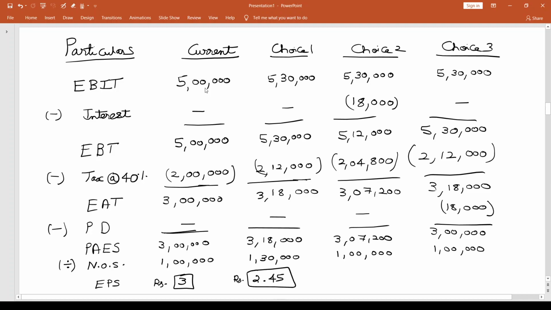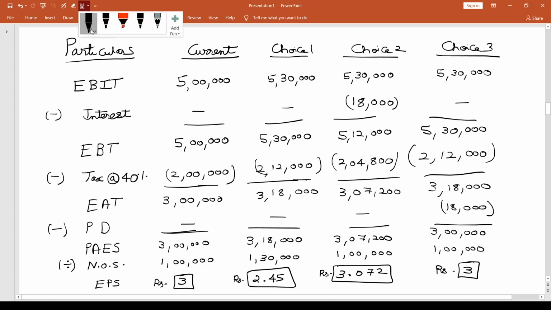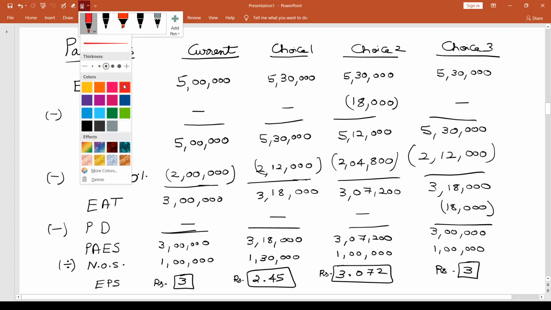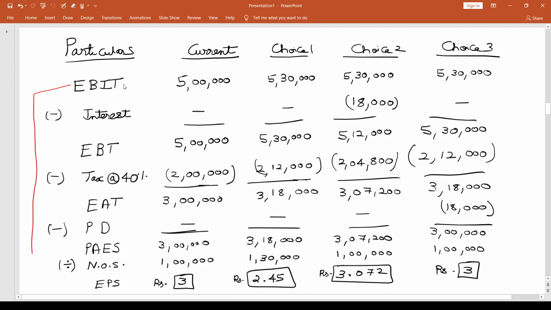Then in choice 2, 3,07,200 divided by 1 lakh, I have 3.072 rupees. And choice 3 also, I have rupees 3 lakhs divided by 1 lakh, I have rupees 3. So now I have done an EBIT to EPS analysis. If you see here, this is exactly how that analysis will look like. I started with EBIT and I came all the way to EPS.